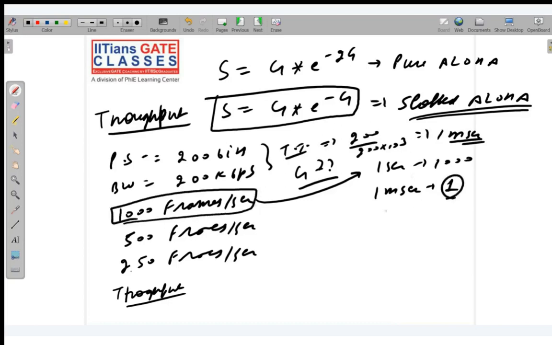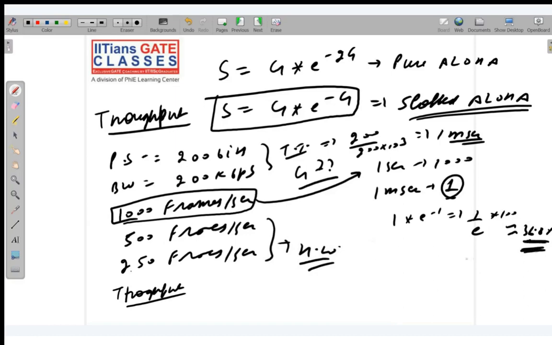When we see the throughput, it comes out to be 1 into e to the power minus 1, that is 1 upon e into 100, so approximately 36.8%. The others are homework for you, you can calculate yourself. I solved this because the maximum throughput for slotted ALOHA is 36.8%, just double, because the vulnerable time is just half, so obviously throughput will be doubled. There it was 18.4 and here it is 36.8.